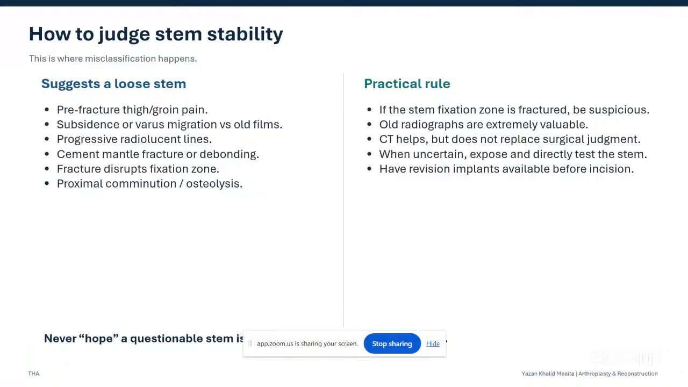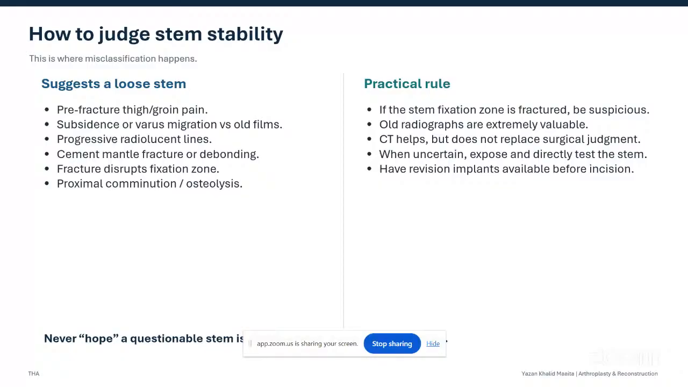How to judge stem stability? Suggestions of stem loosening include pre-prosthetic thigh or groin pain, subsidence or varus migration. You have to see the old film for a progressive radiolucent line at the cement-metal interface, fracture or debonding, fracture disrupting the fixation zone, proximal comminution or osteolysis.